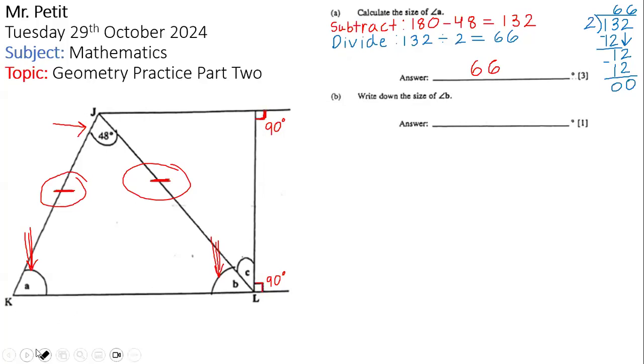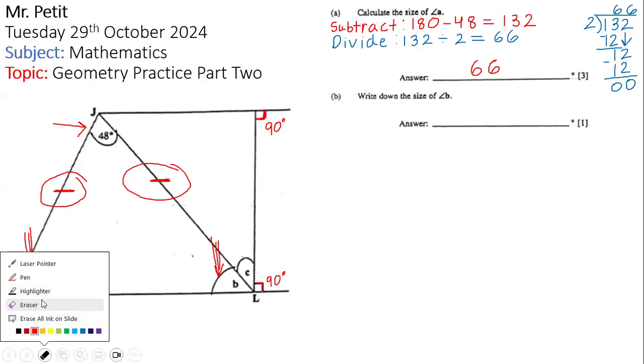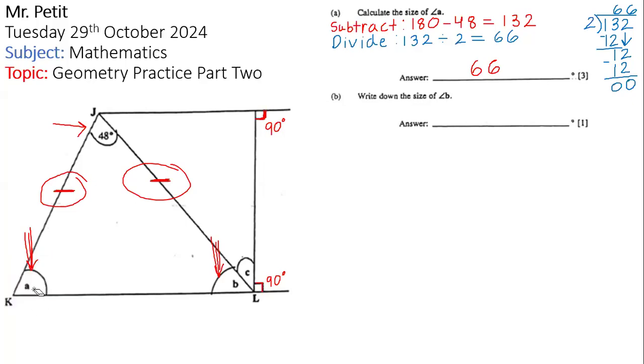So if both angles are equal, then that means the 132 I get, I have to split it between A and B. You understand? That's why I divide by 2. So that means that A is 66, right? And B is also what? 66. Makes sense? Good. And so it's going to be 66 and 66. So those two angles are equal.